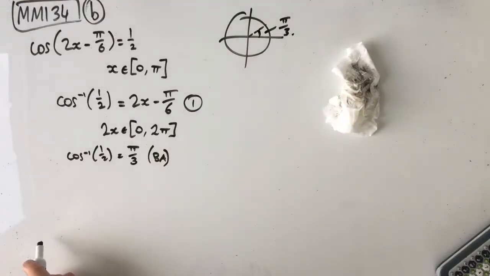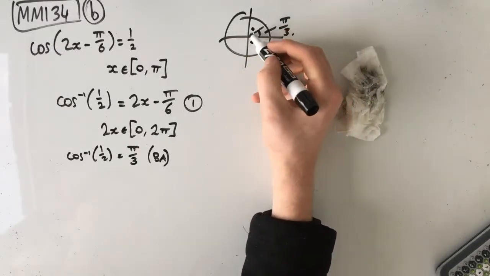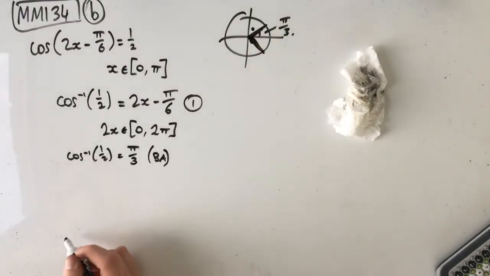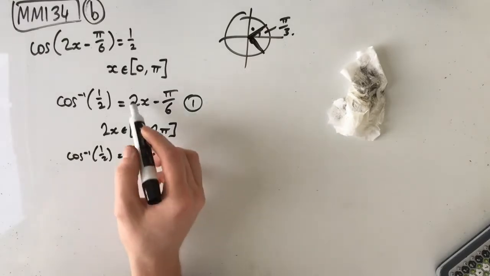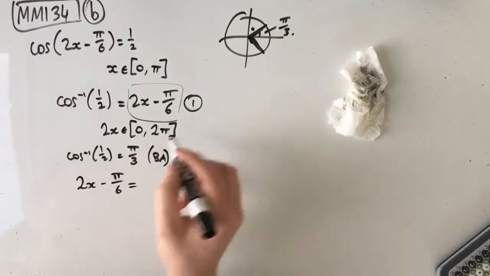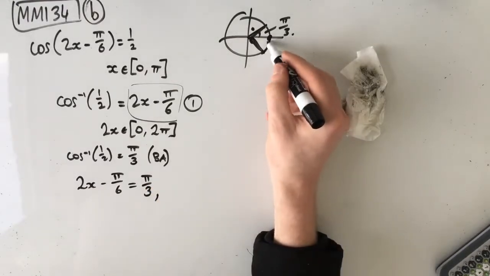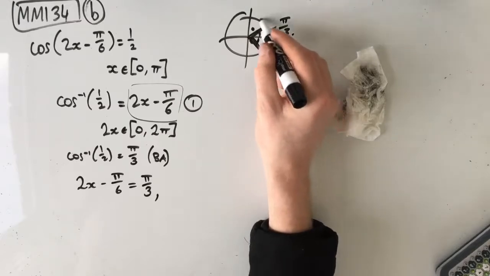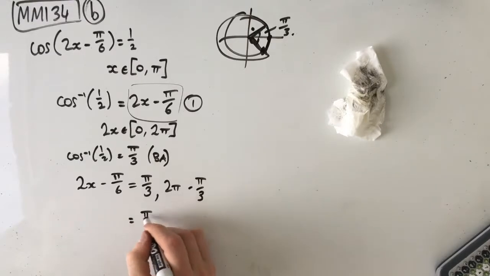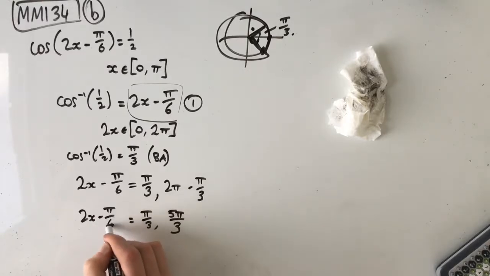Now cos is positive in the first and the fourth quadrant, which means that we need to get our two answers here and here, because they're the positive versions. So our angle 2x take pi on 6 is equal to pi on 3, because that's our first answer there, and 2 pi minus pi on 3, because we need to get this angle over here. So 2 pi minus pi on 3 gives us pi on 3 and 5 pi on 3.